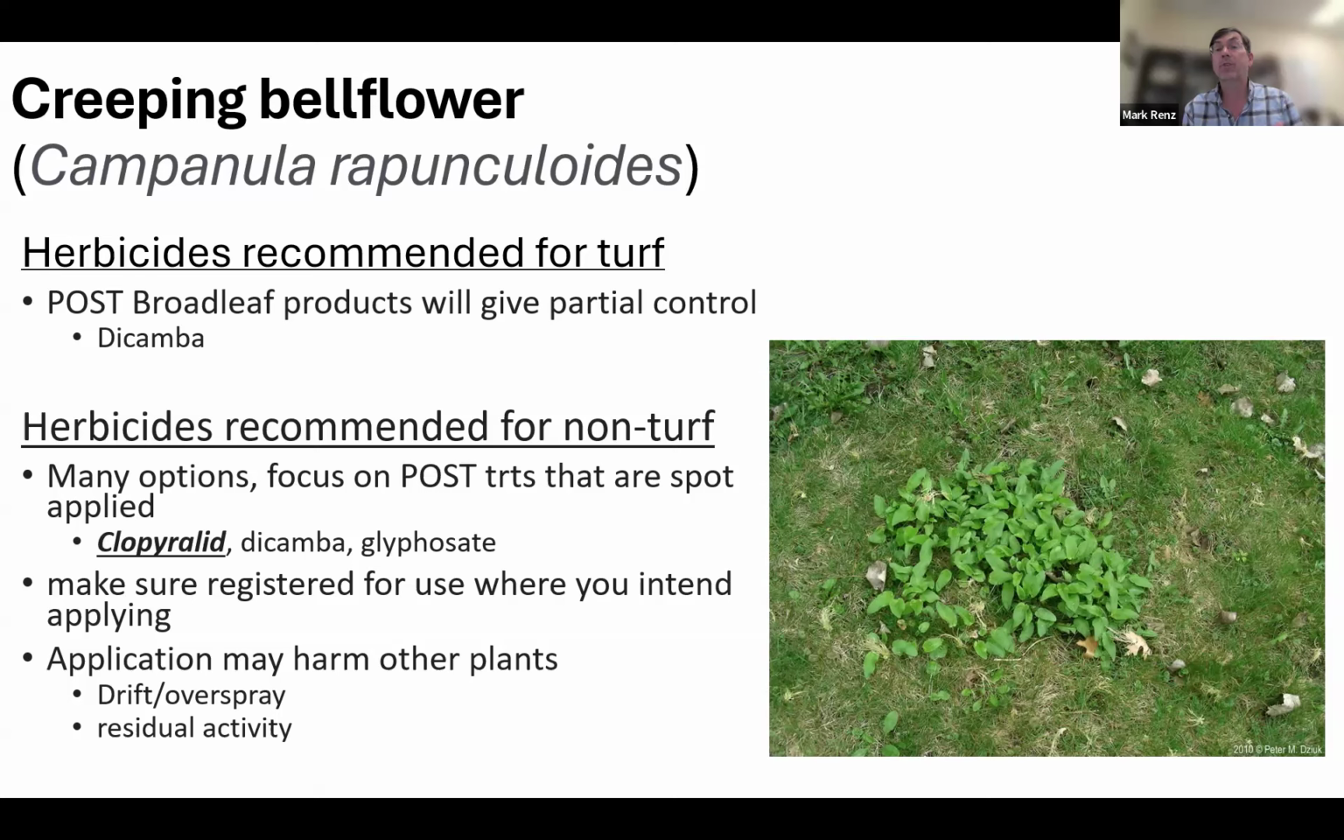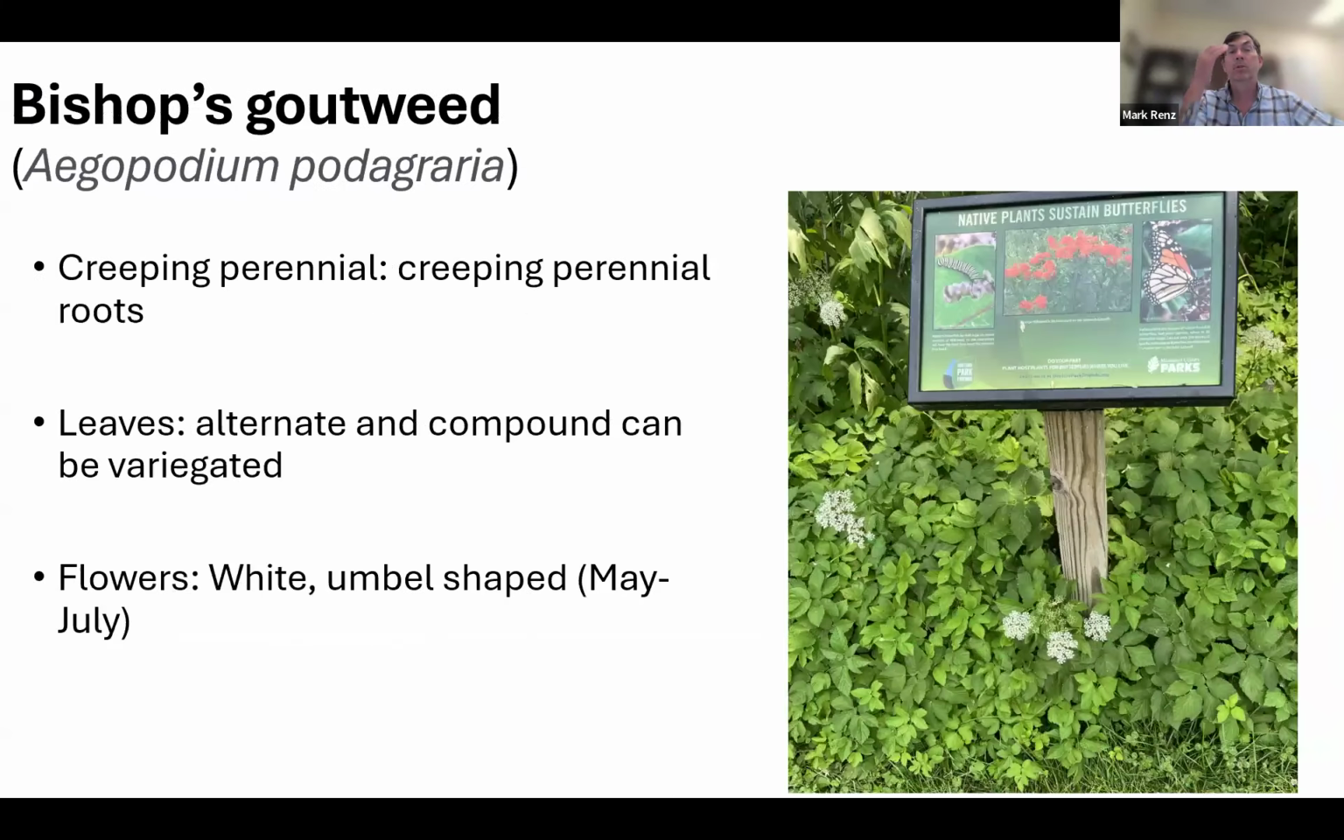Clopyralid is the most effective herbicide we know, but there are lots of restrictions on its use, as I mentioned, in flower beds and other areas. I would never use it in a garden setting. So be aware of that issue. Make sure when you're applying these products, they're registered for use in that area, and be careful to limit that overspray and be aware of residual activity.